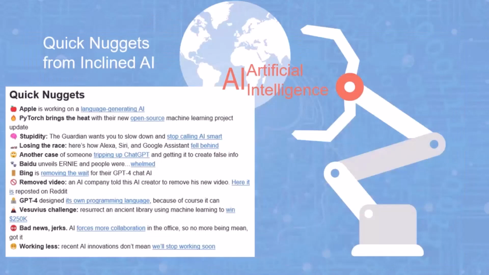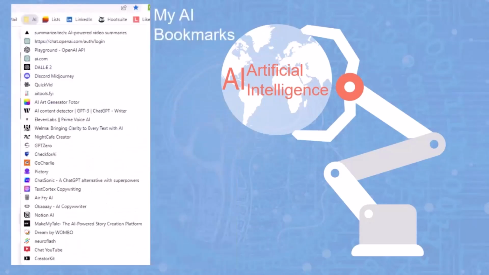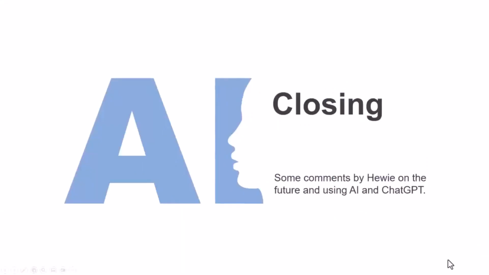There is so much going on in the industry. From one of my newsletters, Inclined AI, Monday through Friday, I get that newsletter, and in it are quick nuggets. Every day now, a list this size. Every day, new products from Inclined AI and links to them for us to try or take a look at. So far, I have tested and used several of the AI products. This is a list from my bookmarks of those that I have worked with.